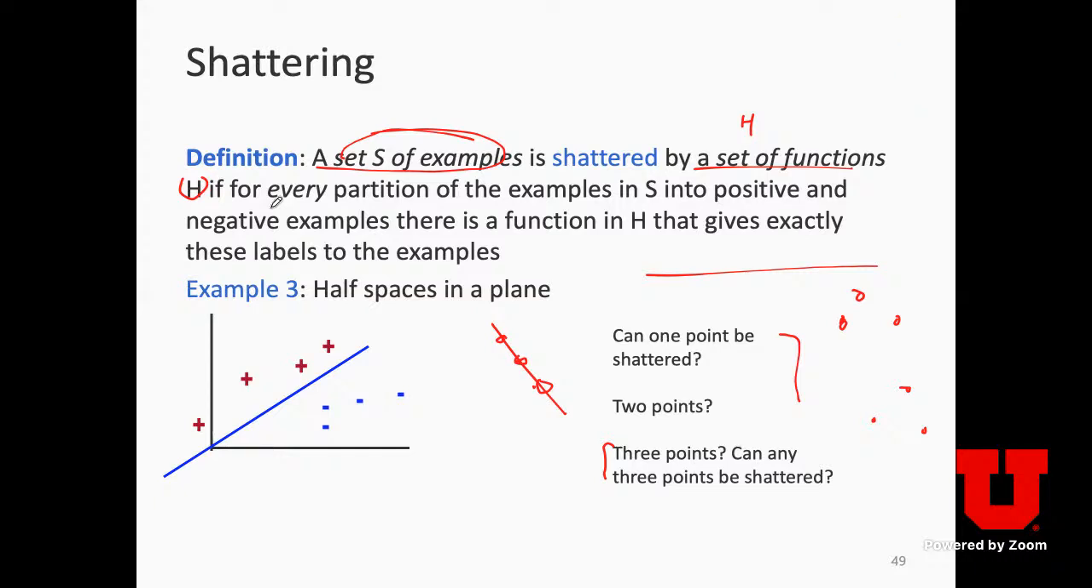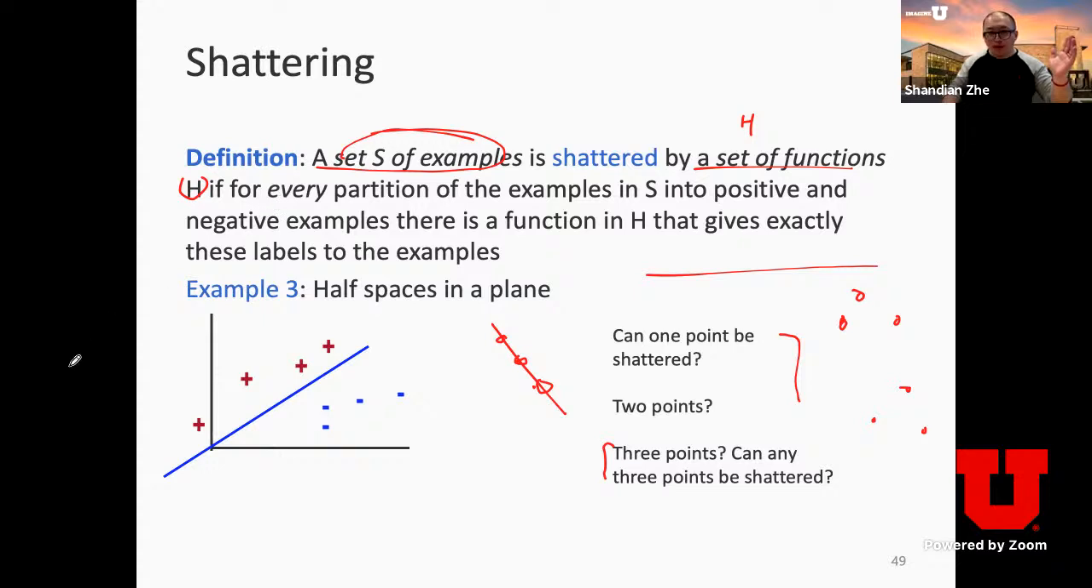Could you explain what half spaces are again? What do you mean by half space? Half spaces just means linear classifiers. So half spaces means I'm going to use this linear hyperplane to separate the whole instance space into two half spaces. Does it make sense? Yeah, thank you.